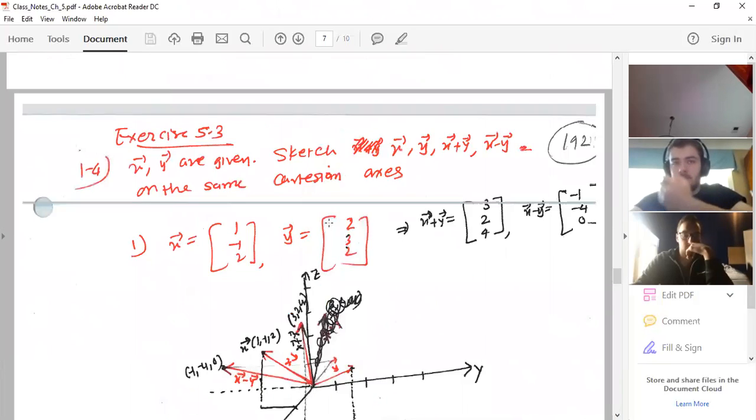Exercise problems are there. Look at here. They say that X and Y are given. Stretch X, Y, X plus Y, X minus Y on the same Cartesian axis.